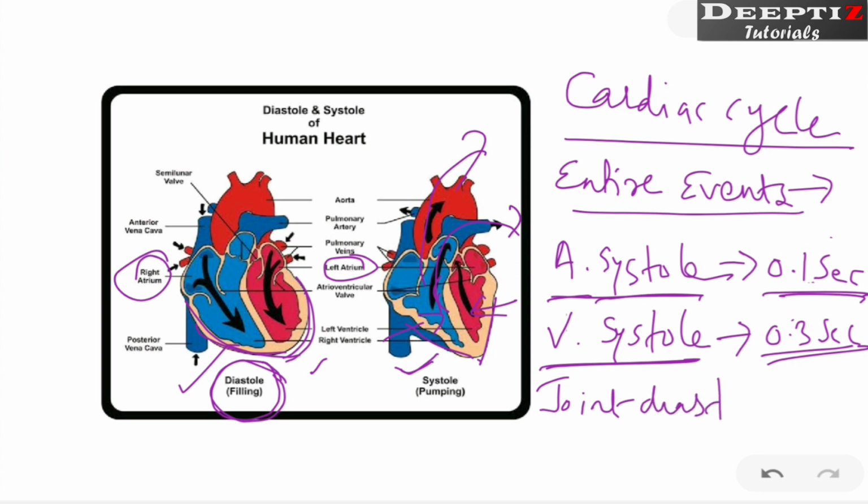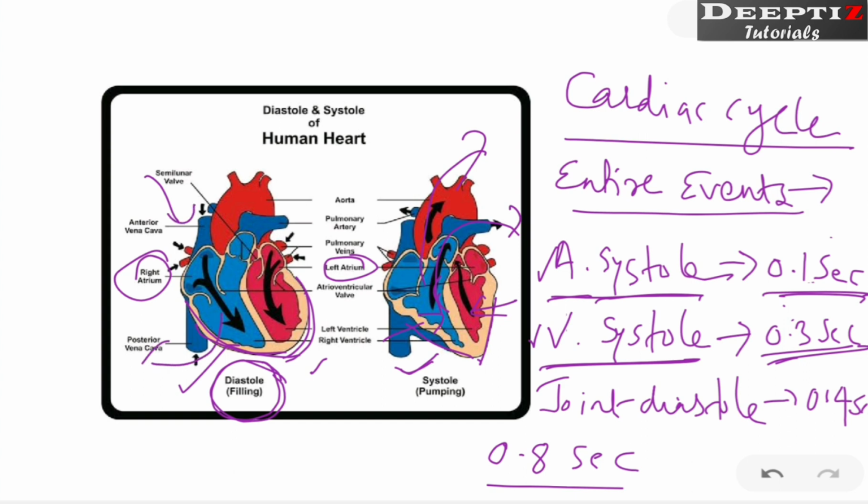What is diastole? Relaxing, right? Joint diastole means both the auricle or atrium and the ventricle are going to take a rest for a while, that is of 0.4 second. So how much is the total? One cardiac cycle takes 0.8 second, which means receiving the blood, pumping the blood to the lungs, coming back from the lungs and pumping to the various parts of the body. That entire event takes 0.8 second.